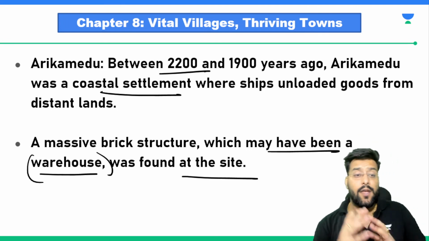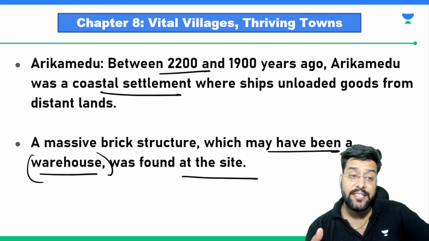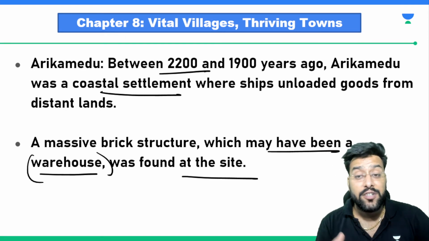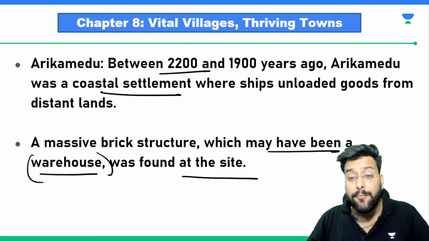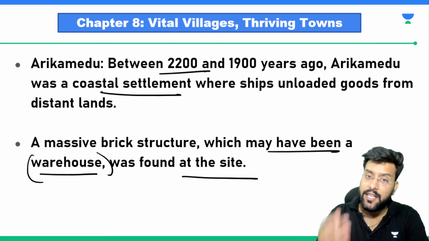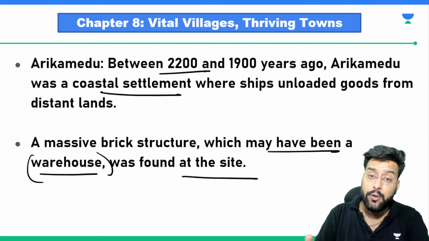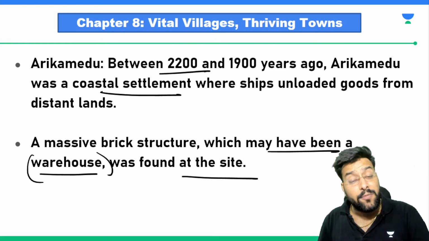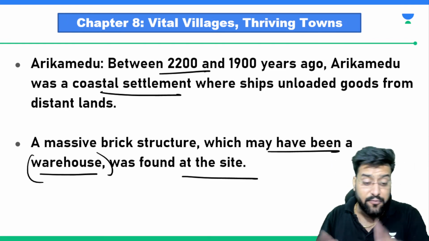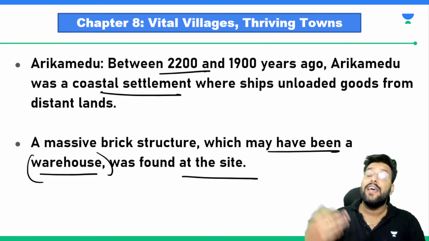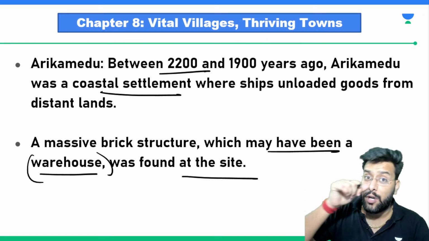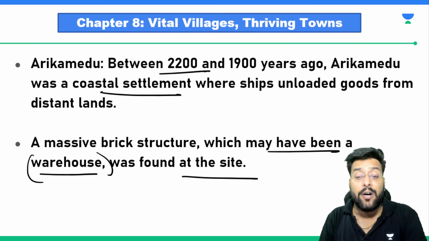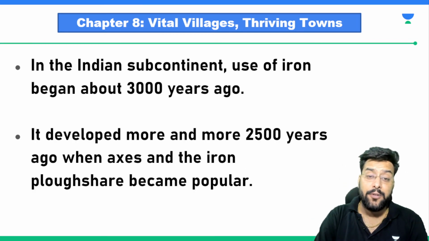Around 2200 to 1900 years ago, this area was used to load and unload the ships, and here we found massive brick structures which were used as warehouses, because we had to store the goods that were to be loaded, and those goods that were to be unloaded from the ship. So there were large warehouses, what we call godowns today. You must have seen business establishments that hold large godowns where they can dump their goods. In a similar fashion, massive warehouses were constructed at Arikamedu.